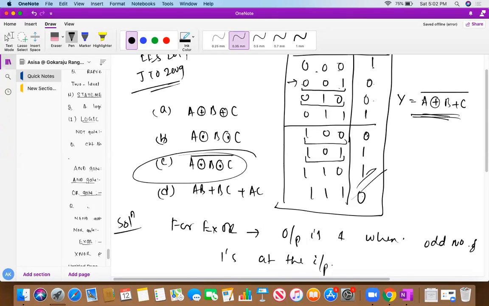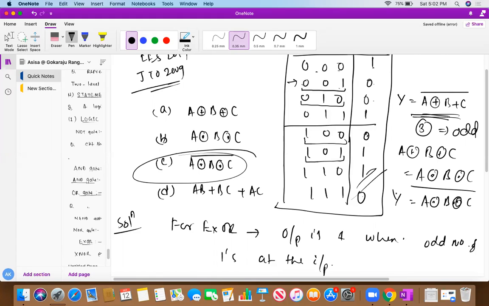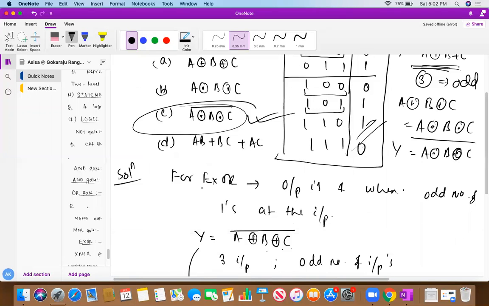That's why I can also express this output Y in this way, A XOR B XOR C whole bar. And we know that this is 3 inputs, and 3 inputs is an odd number of inputs. And we know that A XOR B XOR C is nothing else than A XNOR B XNOR C. So I can also put those things over here, A XOR B XOR C whole bar. So it is present over here. So this will be my answer. Okay. Very simple and very important question, students.